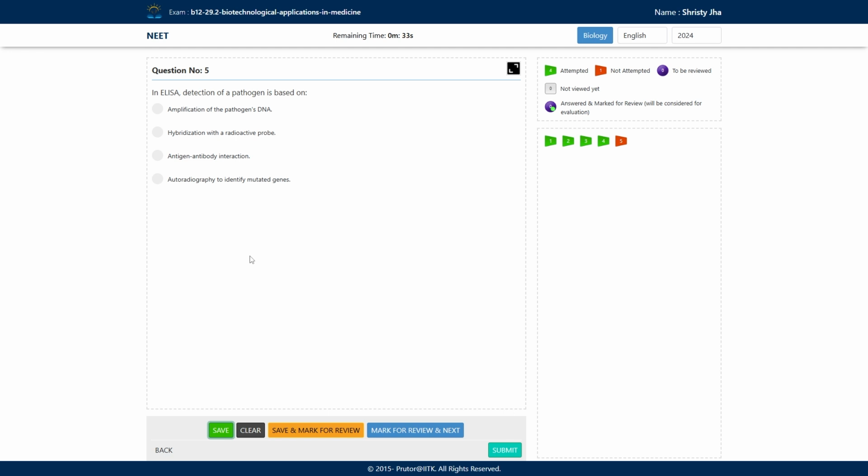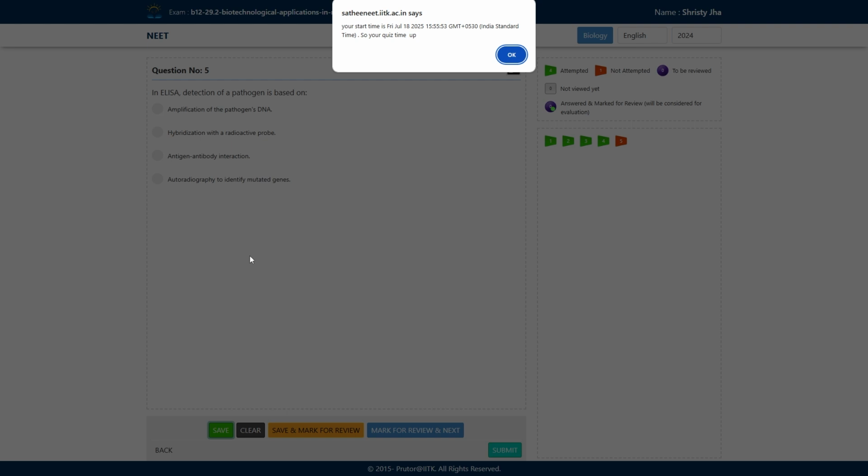Last question, what does the last question ask? The last question says, in ELISA, detection of a pathogen is based on. Now, what is ELISA? ELISA is enzyme linked immunosorbent assay. So how can this enzyme linked immunoassay detect a pathogen? We know that it actually works on antigen and antibody interactions. So the antigen of the pathogen and the antibody that has been produced by.